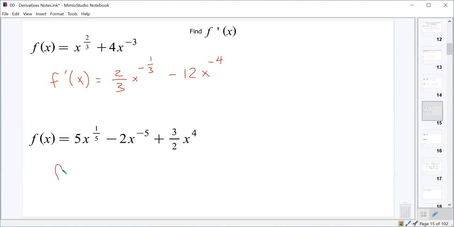And down here, f prime of x should be 1/5 times 5 is just 1. So we now have x to the 1/5 minus 1, which would be negative 4/5. And the minus 2, x to the negative 5, should become a positive 10x to the negative 5 minus 1, which is negative 6. And our last one, 3/2 times 4 is 12/2, or just 6. So we have plus 6x to the 4 minus 1, 6x cubed.